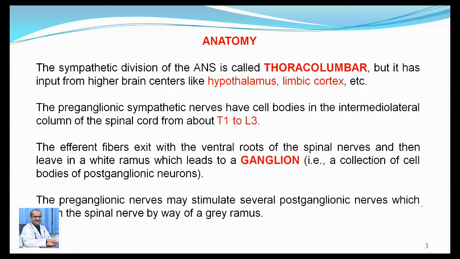The efferent fibers exit with the ventral roots of the spinal nerves and then leave via a white ramus which leads to a ganglion. So what is a ganglion? We will become familiar with certain terms like ganglion in future. The ganglion is a collection of cell bodies of postganglionic neurons. It's a collection. So the preganglionic nerves may stimulate several postganglionic nerves, which rejoin the spinal nerve by way of the gray ramus. We'll learn what a gray ramus and a spinal nerve are in future, so that you can understand it in a better fashion.